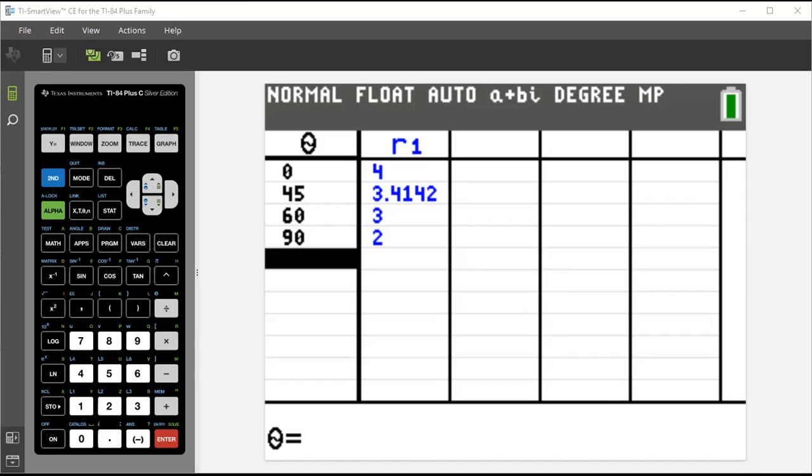Sure, no problem. So 0, 4. So I'm going to go 1, 2, 3, 4. And then I'm going to graph 45 as like 3.4. So 1, 2, 3.4. I'm going to graph 60 and then 3. And then I'm going to graph 90 and then 2. Okay, and now I'm going to come up with some more of these. And again, if you want symmetry, you can absolutely grab more of these too. So the next couple values I'm going to grab.